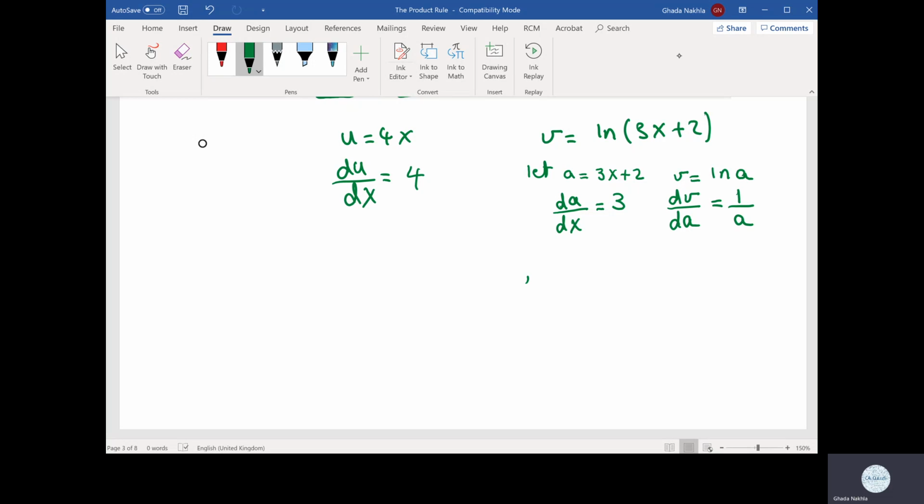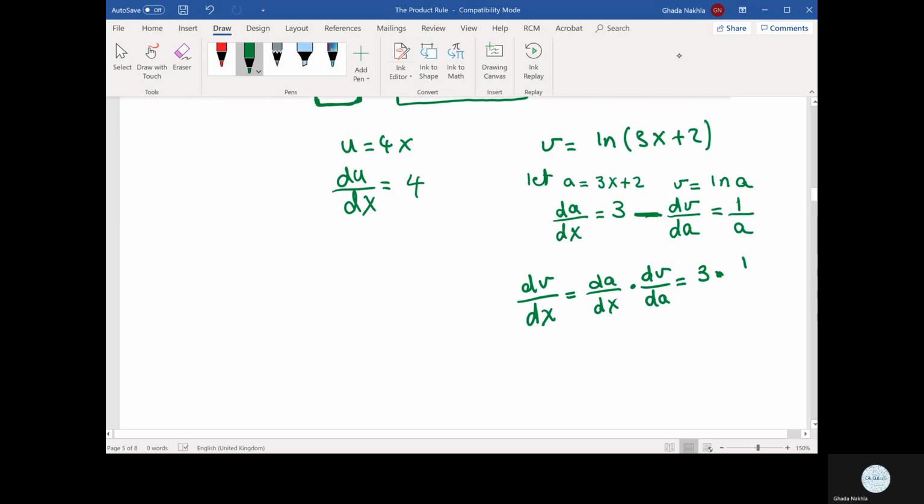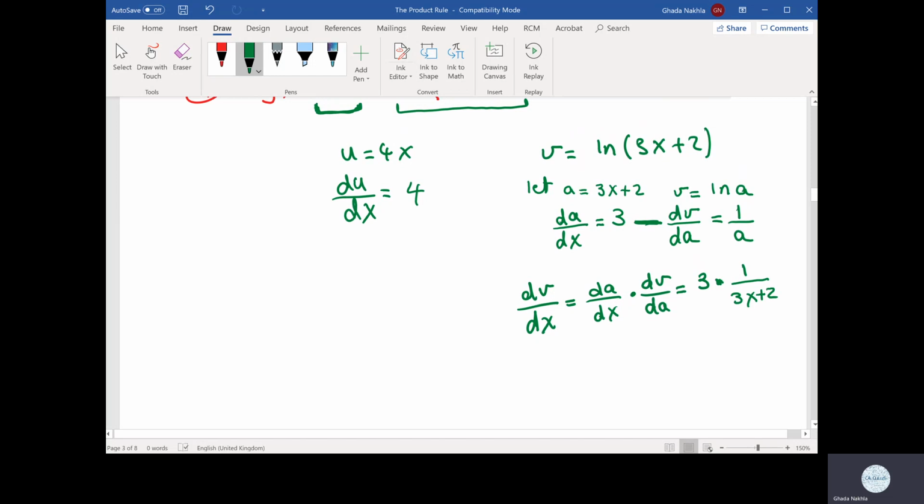Now with the chain rule, dv by dx is equal to, if you watch the video on the chain rule, it will tell you that dv by dx is equal to dA by dx multiplied by dv by dA, which means it's 3 multiplied by 1 over A, and A is equal to 3x plus 2. Okay, because earlier on we've let A equal 3x plus 2.